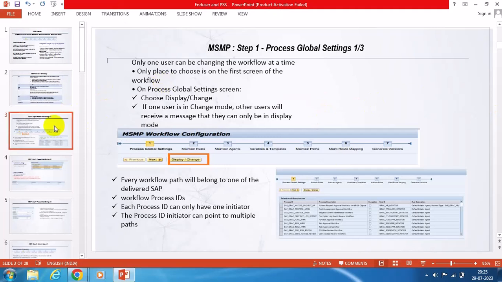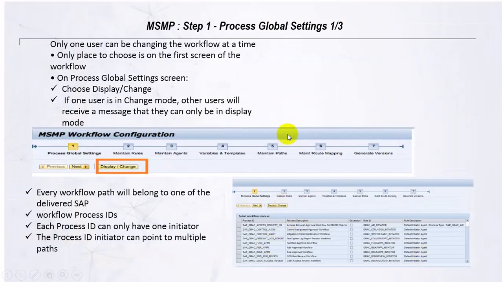Okay. The first stage we will go to is process global settings. Let me switch to slide mode. In this first stage, the process ID, this is what I was talking about. All the process IDs will be available in this first stage, process global settings. The standard process IDs are GRAC access request, HR.